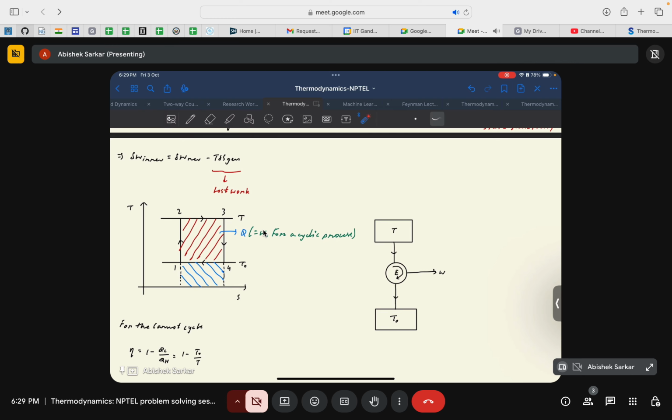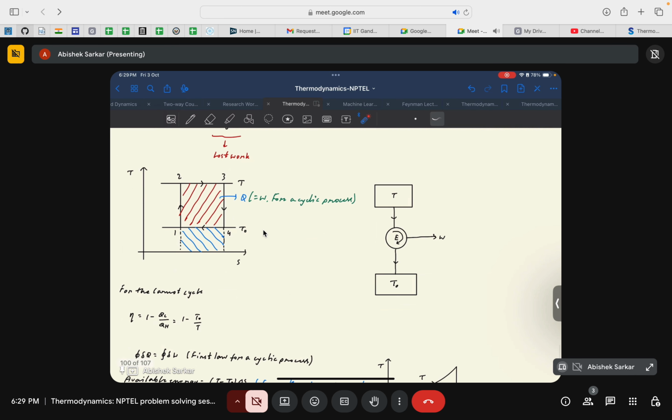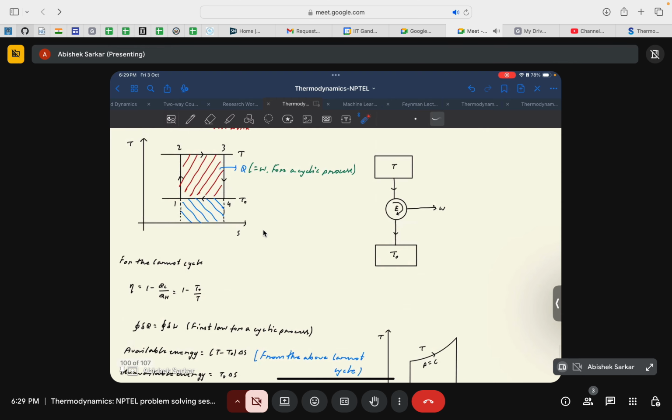So this essentially represents a Carnot cycle, where the lower temperature limit is at T naught and the higher temperature limit is at T. It produces a net work W which is equal to Q, that is for a cyclic process. That's why Q equals W for a cyclic process. Now the thermal efficiency of the Carnot cycle would be given by 1 minus QL by QH, or that will be equal to 1 minus T naught by TH, because T naught is the lower temperature limit.